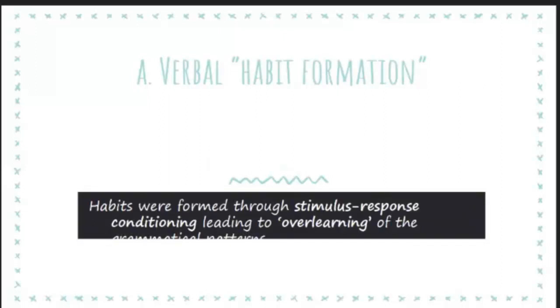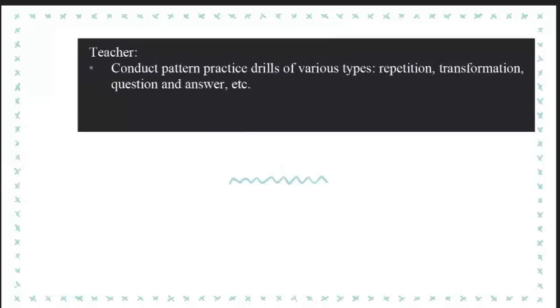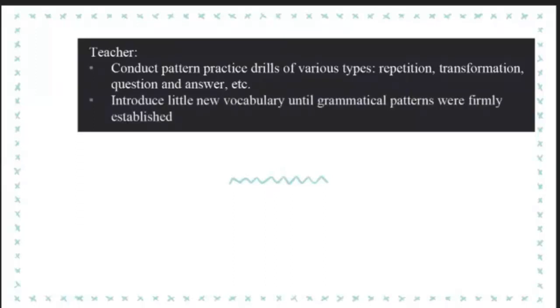In the middle of the previous century, grammar learning was seen to take place through the process we call verbal habituation. Habits were formed through stimulus-response conditioning, leading to overlearning of the grammatical structure. Teachers conducted different kinds of practice, such as repetition, transformation, or question and answer, and introduced little new vocabulary until the grammar structure was firmly established.